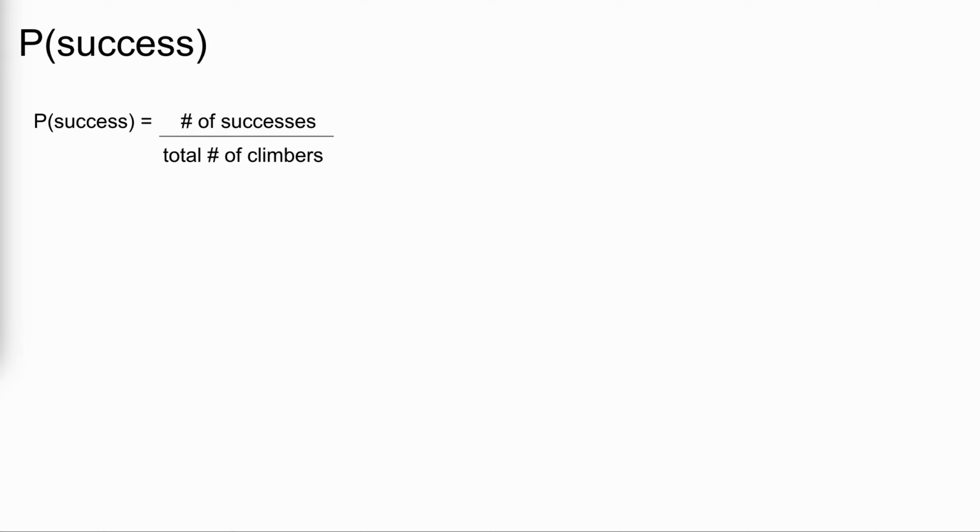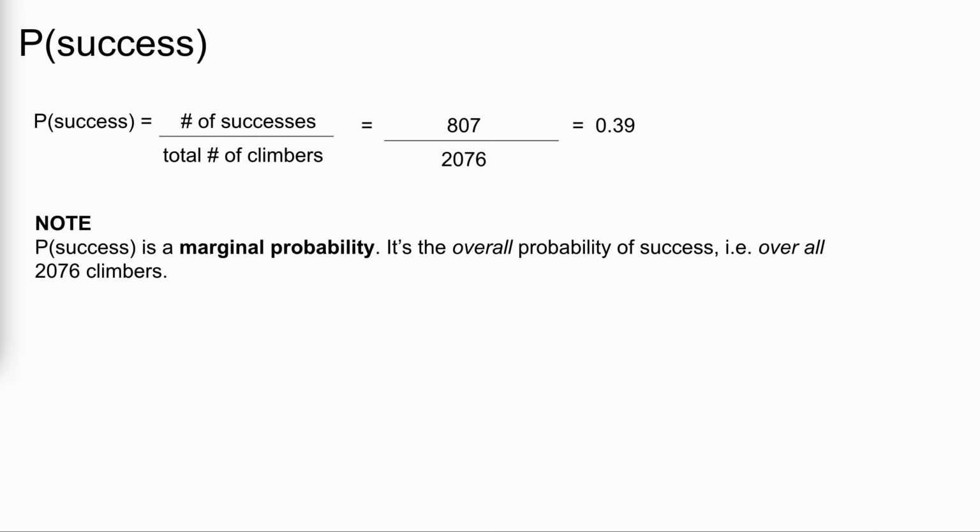Putting this together, then, we can calculate the probability of success by the ratio of the number of successes relative to the total number of climbers. That is, we want to know how many successes out of how many total climbs there were. Plugging in the counts from the previous slides, the probability of success is thus 0.39. That is, 39% of our climbers were successful. This type of probability has a special name. It's a marginal probability. In general, this just means that we're calculating the overall probability of success. That is, overall 2,076 climbers.